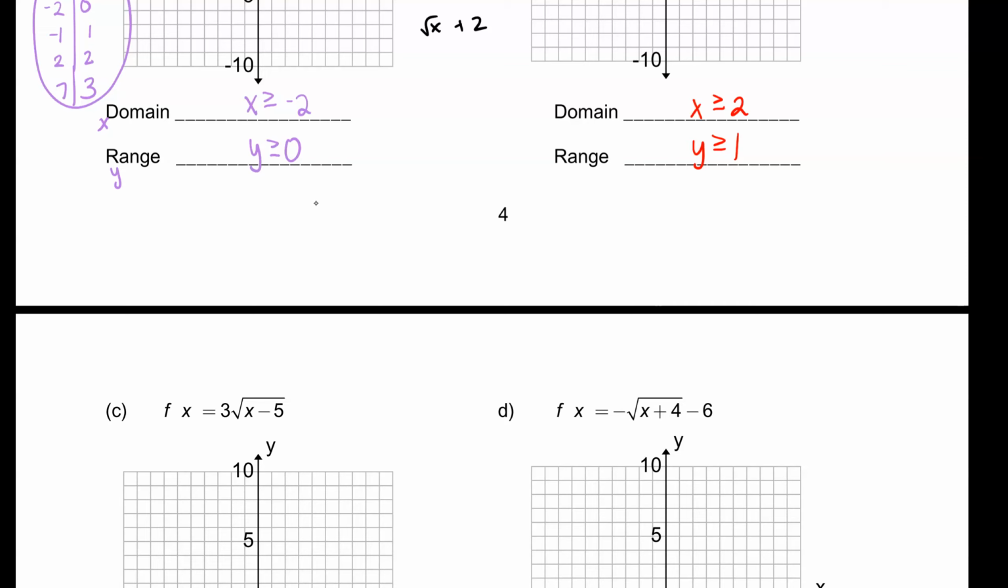Okay, square root of x. What if I have negative times square root of x? It literally flips it. You take the whole thing and you flip it.